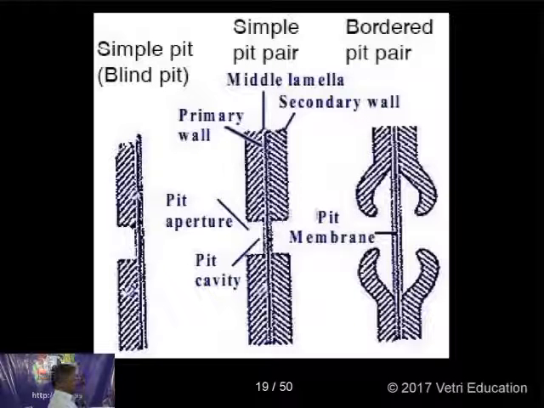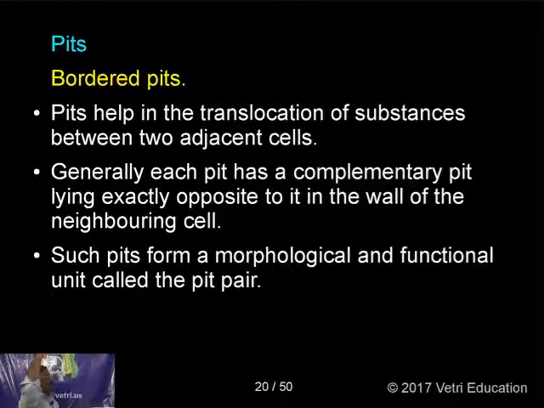Okay. So that you can understand, this is a blind pit, as I told you already. When it is next to an intercellular space, there is no opposite cell, so you can find the pit is only on one side. This is called a blind pit. These are pit pairs you can find. Bordered pits help in the translocation of substances between the two adjacent cells. Generally, each pit has a complementary pit lying exactly opposite to it in the wall of the neighboring cell. Such pits form a morphological and functional unit called the pit pair.